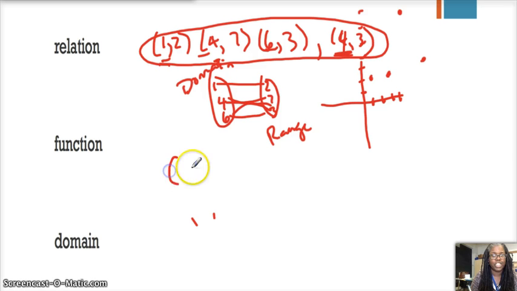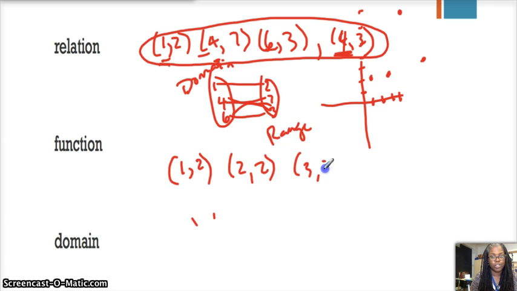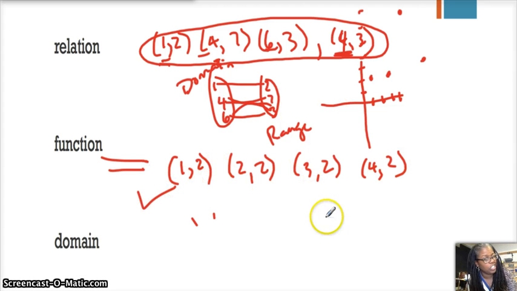Just for your information, it's totally cool if I had 1 go to 2, 2 go to 2, 3 go to 2, and 4 go to 2. It is okay that the members of the range are being repeated, the mapping goes from each domain member to the same range member. That's okay. So this is a function. Woohoo! But it would not be a function if it were the other way around. All right, so we need to keep that in mind.